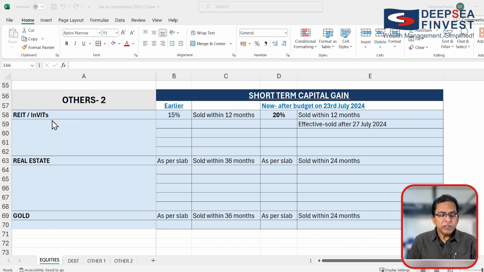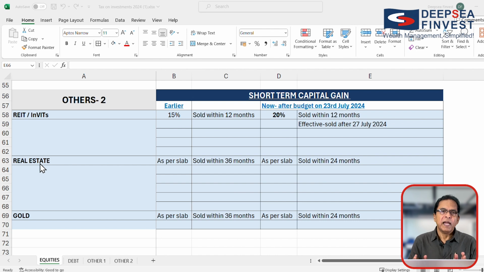Now in case of these two investment options, in short term, earlier it was 15% if sold within 12 months. Now the current provision is they will be taxed at the rate of 20% if sold within 12 months, effective 27 July 2024 when the new budget was presented.